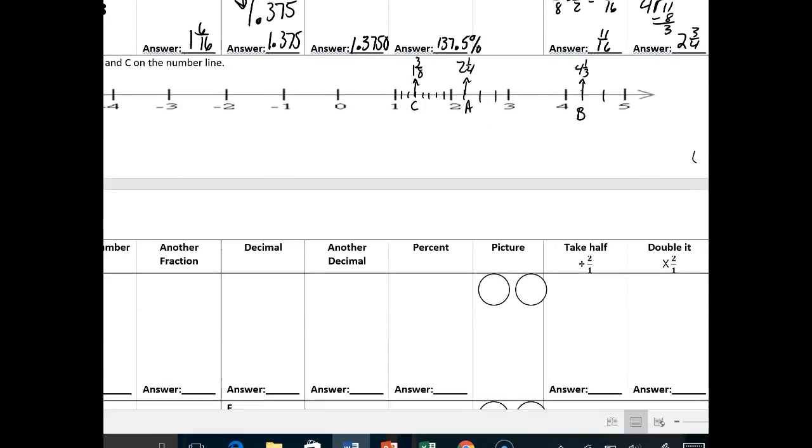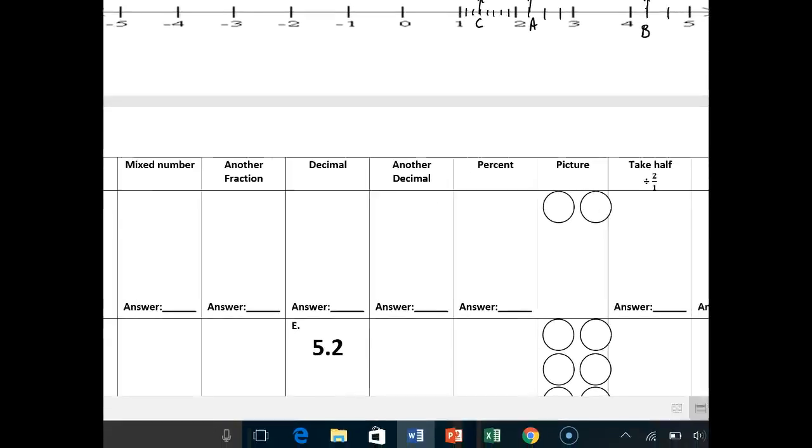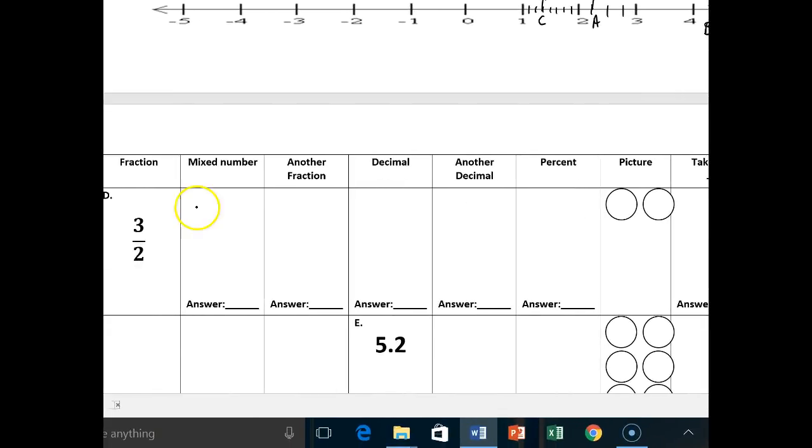All right, on the backside, you have halves for letter D. So your mixed number should be 2 into 3, 1 with 1 left over. So 1 1/2. That is not 0.12. Use your reference sheet. That should be very familiar.